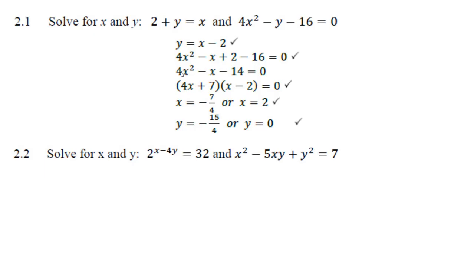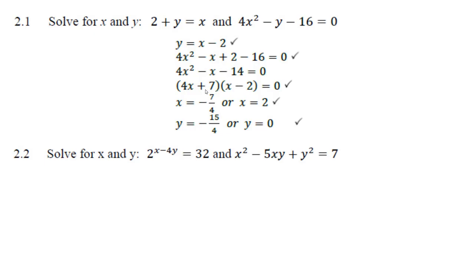And now you have to factor this. I guess you could use the quadratic formula, but you don't want to because you can put 4x and x, and now you can see the difference. Minus 2 times 4 is minus 8x, and 7 times x is plus 7x. That gives you your minus x there. And 7 times minus 2, there's your minus 14.